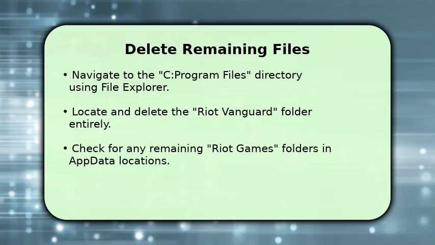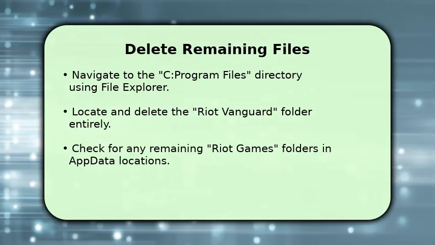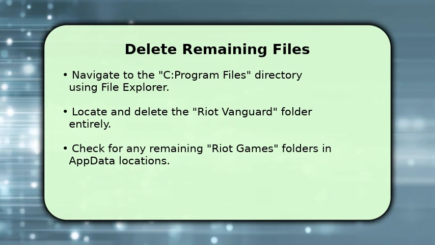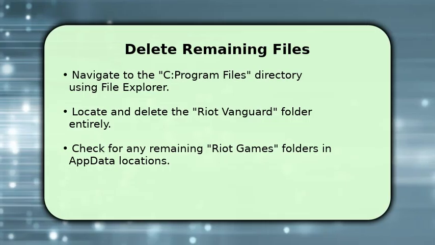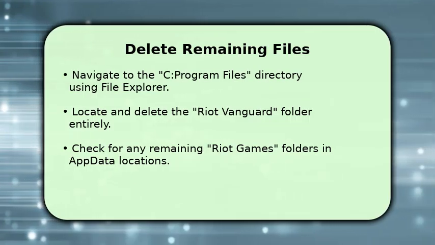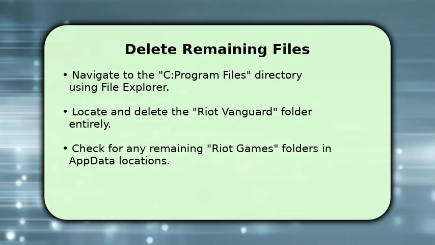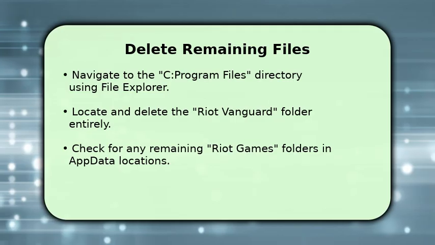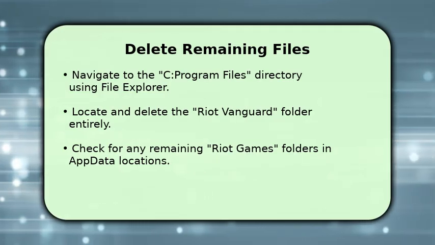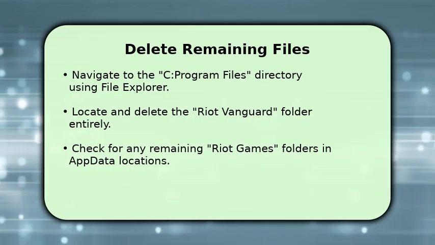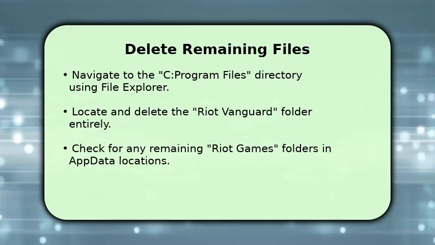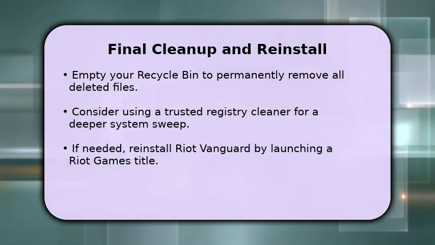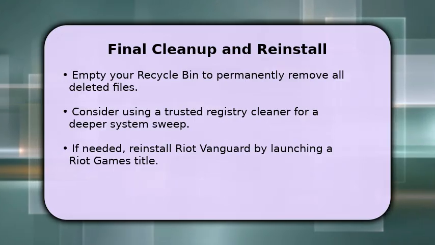After restarting, we need to manually delete any leftover files. Open File Explorer and go to your C drive, then navigate to the Program Files folder. Here, you should find and delete the Riot Vanguard folder. Additionally, check your app data folders by typing %appdata%, %localappdata%, and %programdata% into the Run dialog. Look for and delete any Riot Games or Riot Vanguard folders you find in these locations to ensure a thorough cleanup. For a truly complete removal, empty your recycle bin to permanently delete all the files we've moved.